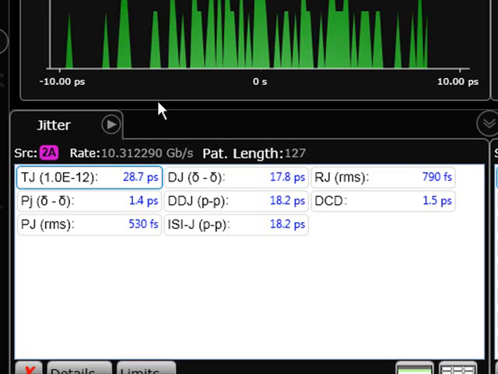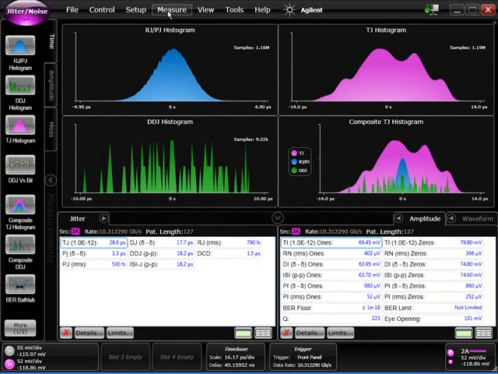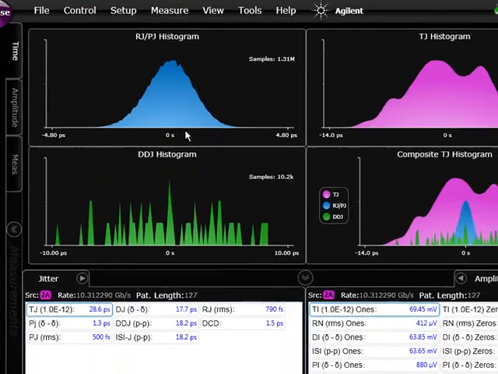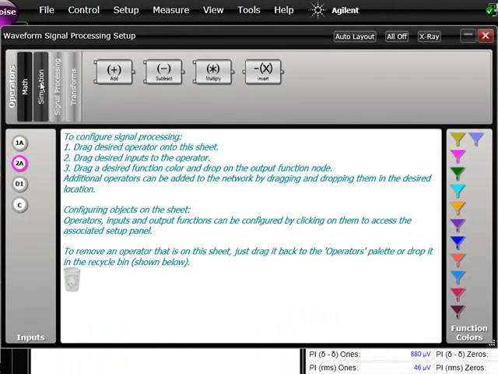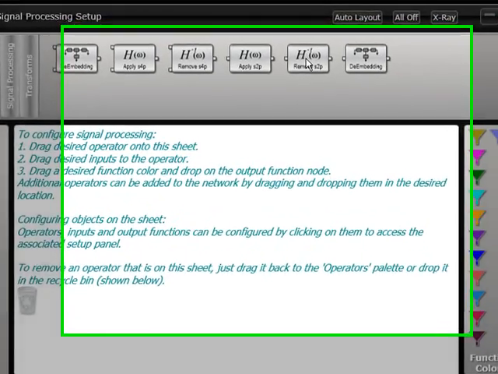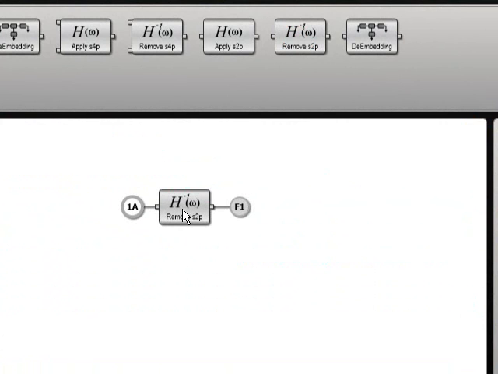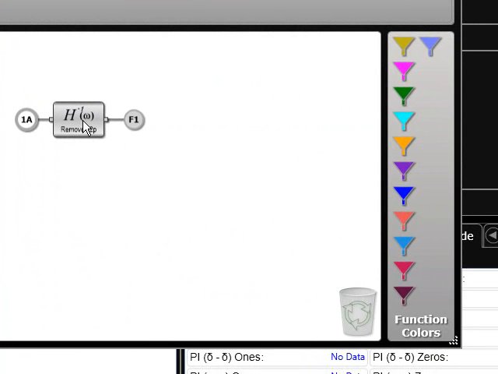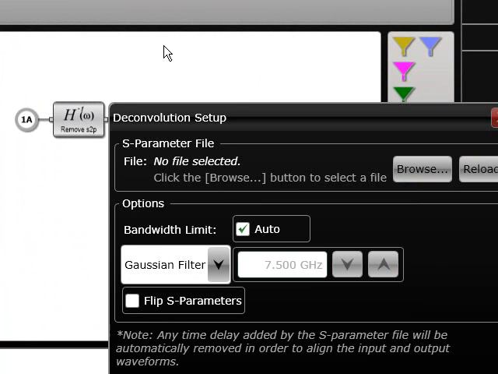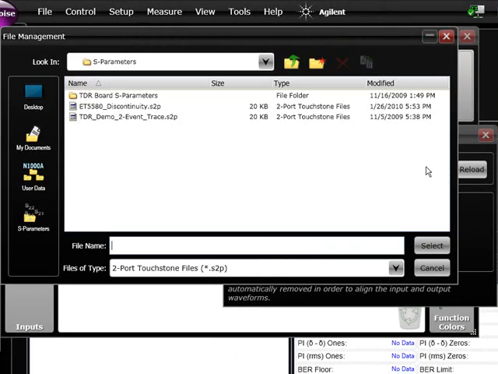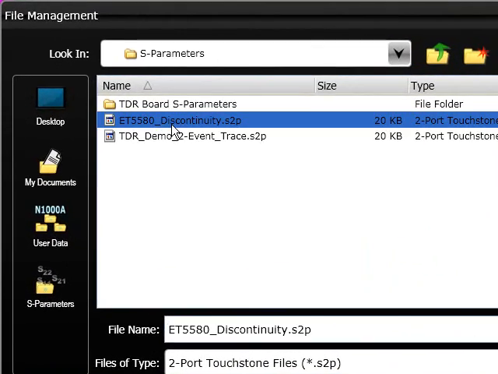So what we want to do is de-embed or remove the effects of that fixture. So we're going to go into waveform signal processing and select the simulation tab, and we're going to just do a basic insertion loss removal. Now this software does allow you to do more complex de-embedding by taking into account source and load impedance, but we're going to call up this block, this remove S2P block. I'm going to browse on my PC, and I'm going to locate this S2P file called ET5580. That's the name of the fixture that I'm de-embedding, and it's a discontinuity trace.